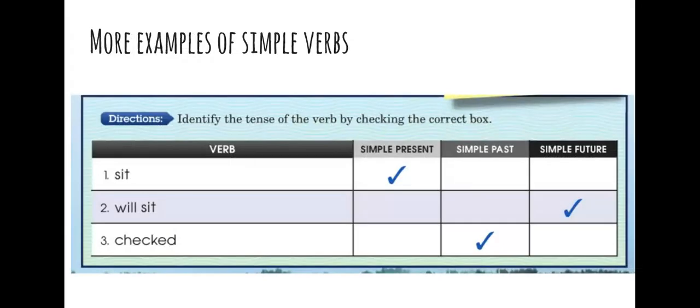All right, let's look at some more examples. We have sit. Sit is the simple present tense. Will sit is your simple future tense. And checked is your simple past. Notice how checked has the ed added at the end. Regular past tense verbs add ed at the end.